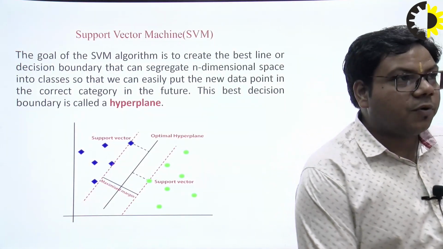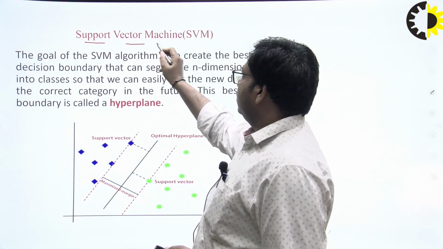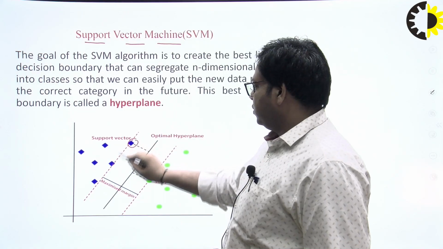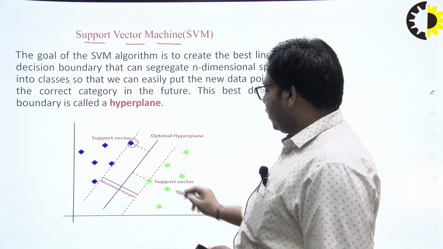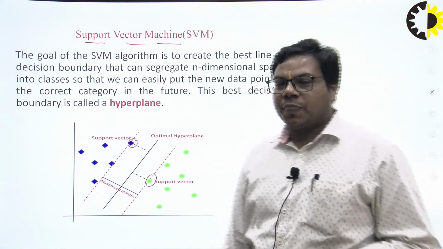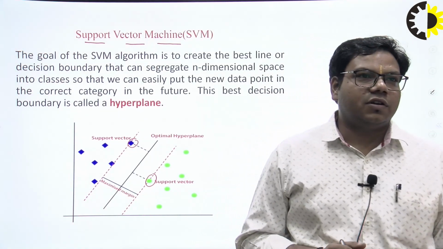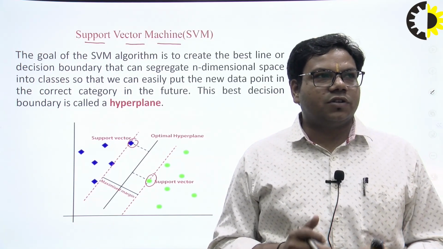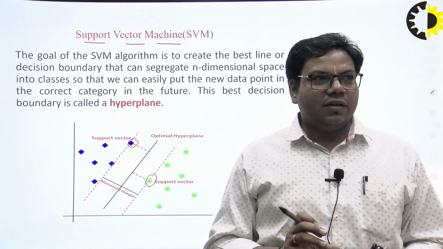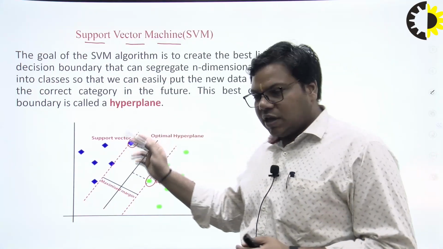The full form of SVM is support vector machine. It works on the concept of support vectors. You can see this data point is behaving as a support vector, and this other data point is also behaving as a support vector. How does it work? First of all, we have the whole data set from past experience for the training of the machine learning model. I need to plot that data set into a high dimensional plane.